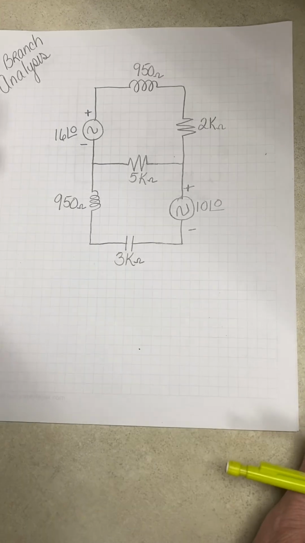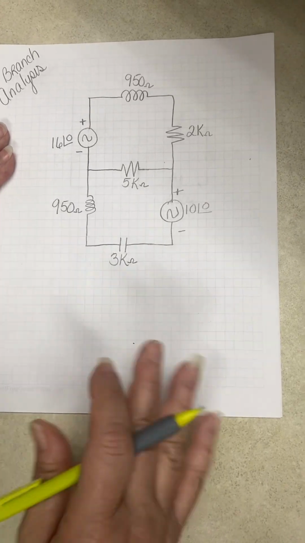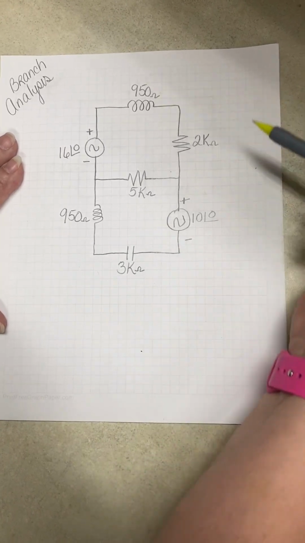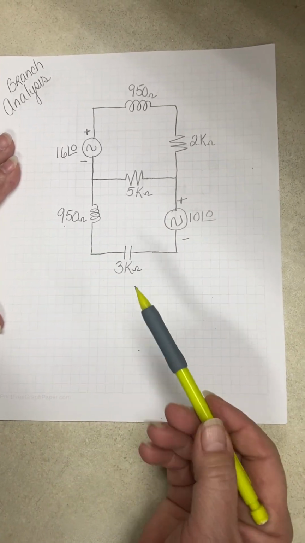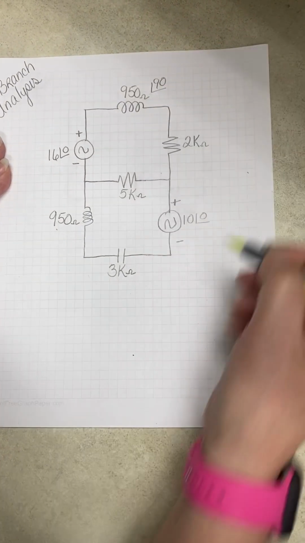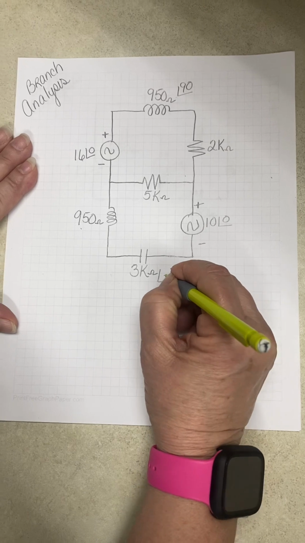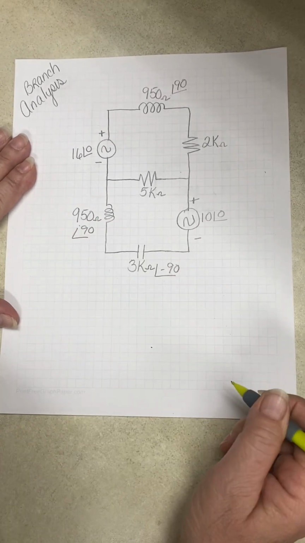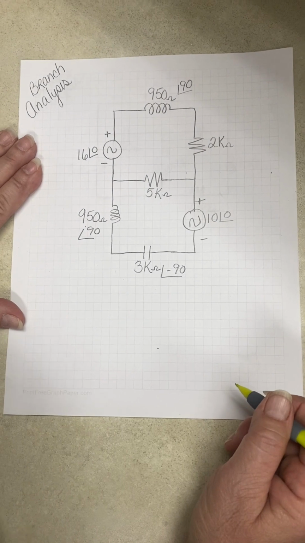Okay, so today we're going to do branch analysis. As you can see, I gave you reactants, reactants, and reactants. So the only thing we need to do is add our angles. Inductors, positive 90. Capacitors, negative 90. Okay. So now we have to figure out how many unknowns.